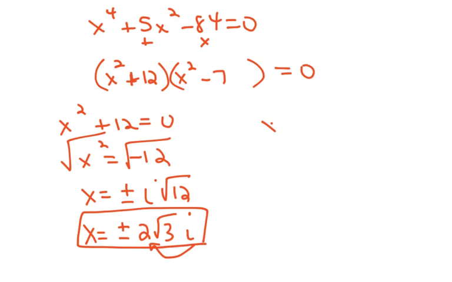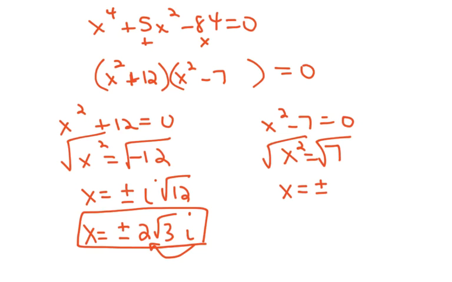The other two answers, x squared minus 7 equals 0. This is where my real answers are going to come from. Add the 7, and when you square root it, you'll notice square root of 7 is a real number. It's a nasty decimal, but it's a real number. And it's going to be plus or minus.